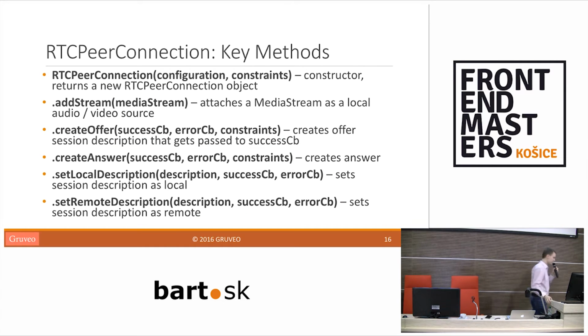The RTCPeerConnection object supports the key methods required for this flow. There's the constructor that returns a new object for RTCPeerConnection. There's the addStream method that allows you to add a media stream that you got from getUserMedia to the peer connection object. There are the createOffer, createAnswer methods, and setLocalDescription, setRemoteDescription to enable the flow that I talked about in the previous slide.